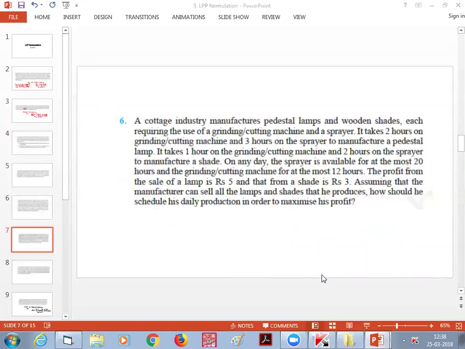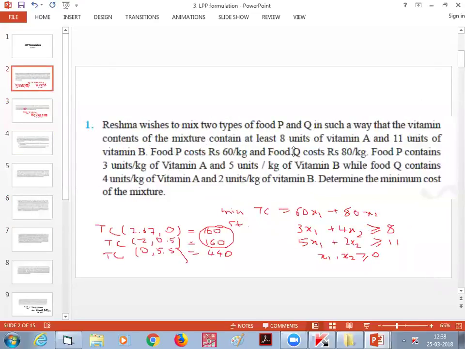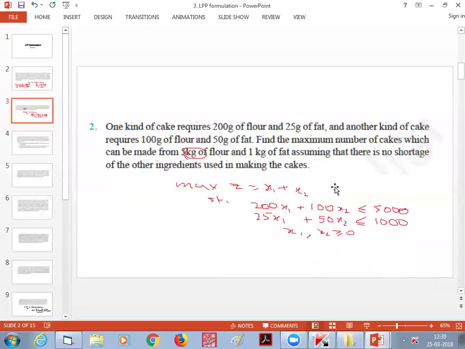In the last problem, that was cost, right? The costs were given to us. These are objective function coefficients. The total cost was 60x1 plus 80x2. That's why the coefficients there were 60 and 80. But here, the objective function is to maximize the total number of cakes, x1 plus x2, and the coefficients are therefore 1 and 1.